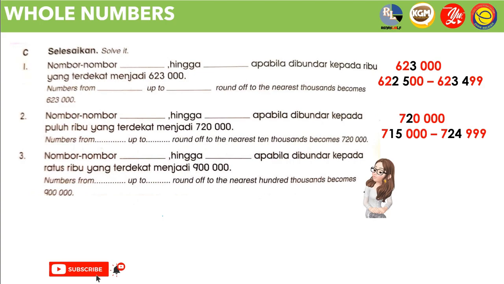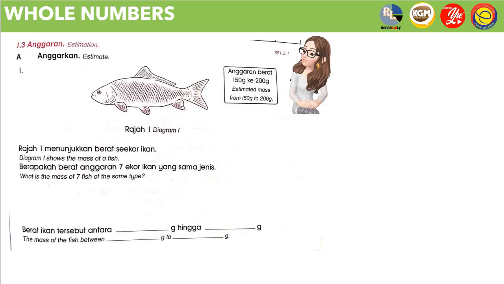720,000. So it starts off from 715,000 until 724,999. For the third question, the answer is 850,000 until 949,999.